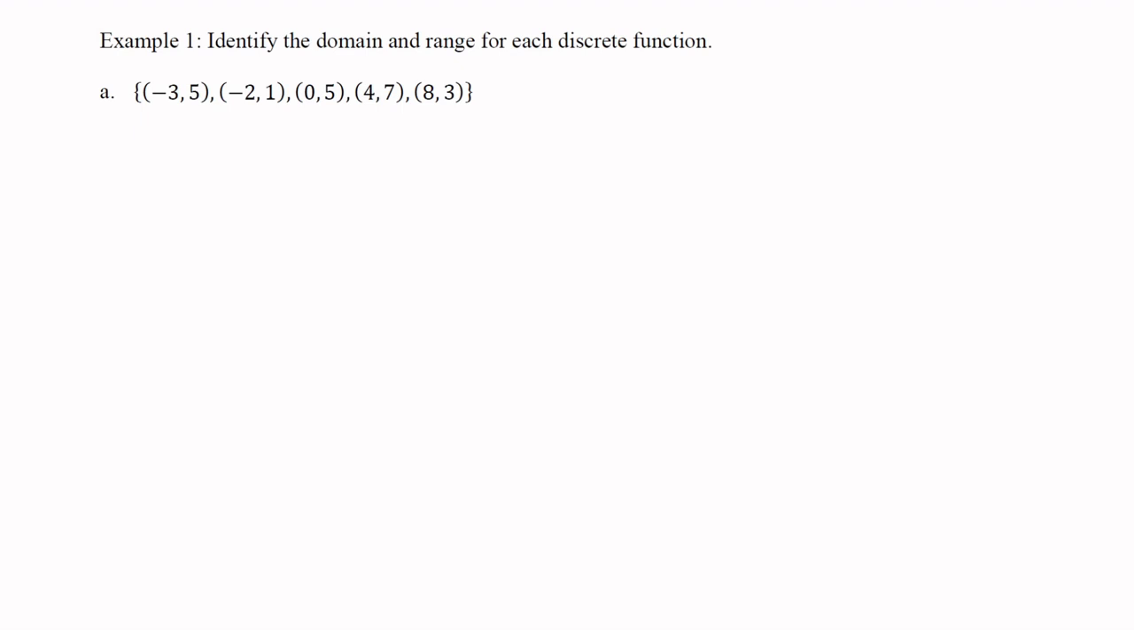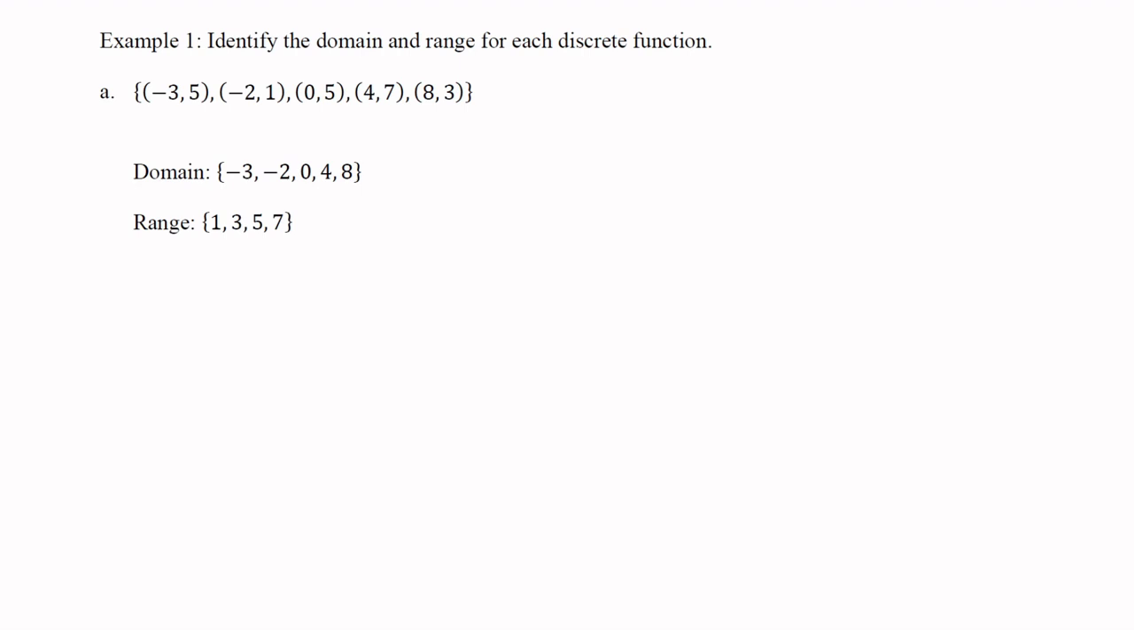In A, we have a set of ordered pairs. So all you have to do for the domain is write down all of your x values in a set of curly braces. For your range, you just have to write down all of your y values in curly braces. And you'll notice that two of the coordinates have a y value of 5. So that 5 only needs to be written once.